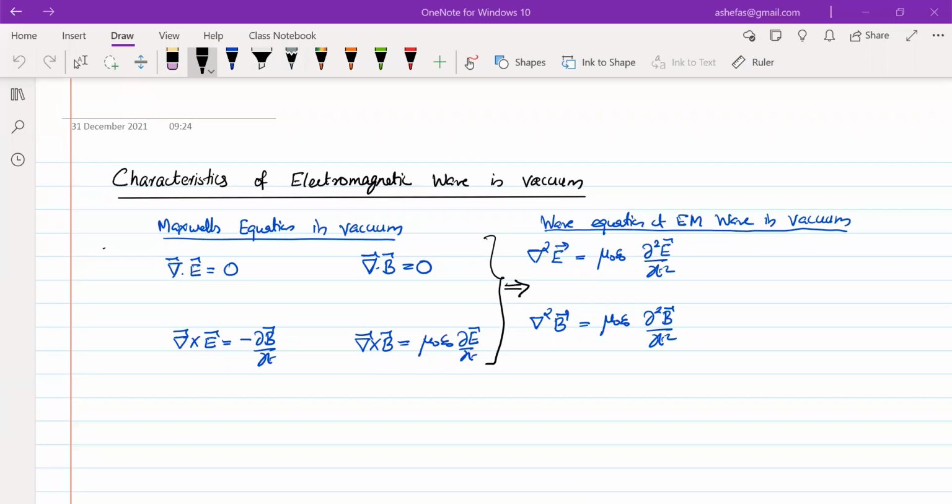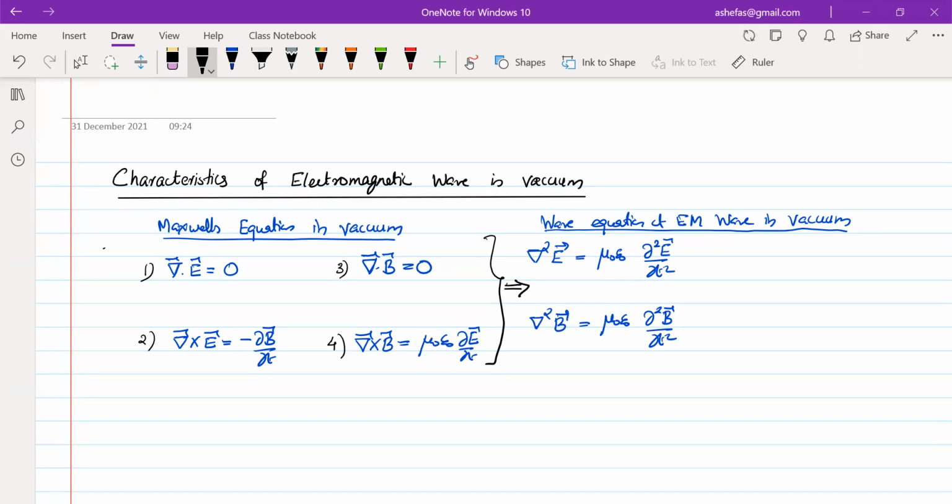So hi all. In this lecture, I am going to discuss the characteristics of electromagnetic waves in vacuum. In vacuum, we already know Maxwell's equations. They can be written as these four equations: del dot E equal to 0, del cross E is minus dou B by dou t, del dot B is 0, and del cross B is mu 0 epsilon 0 dou E by dou t.